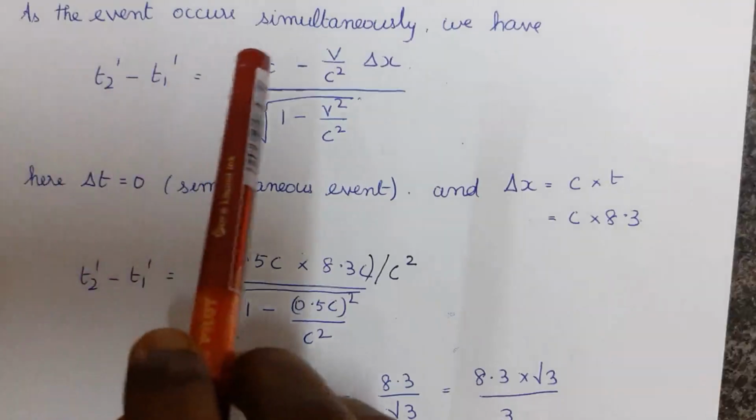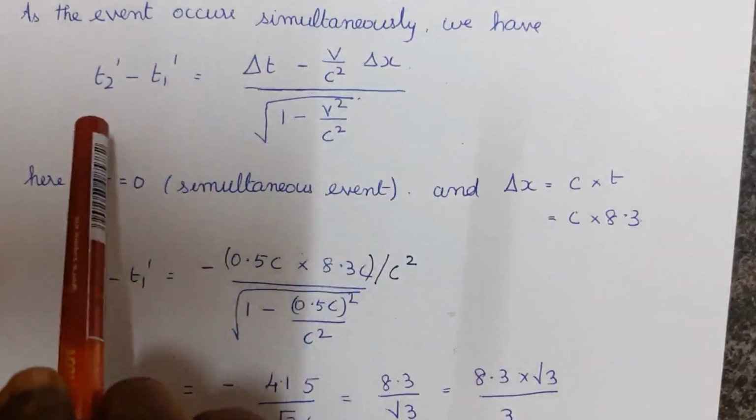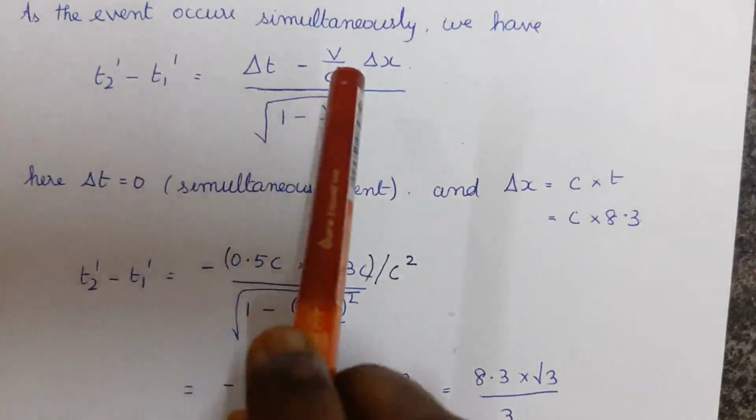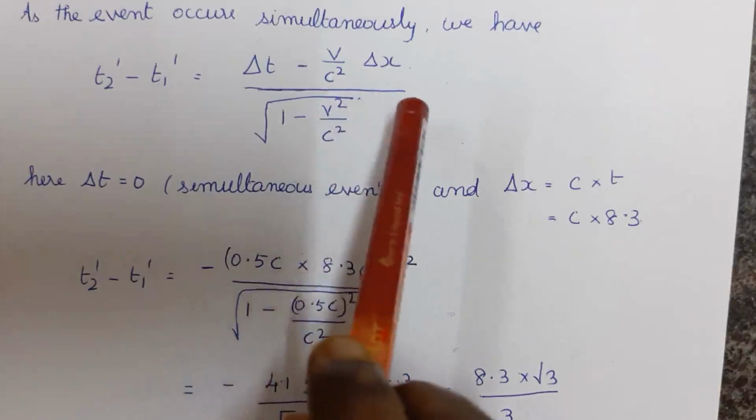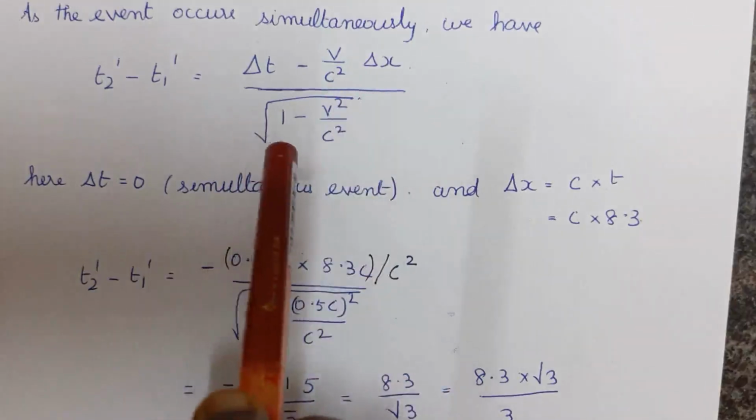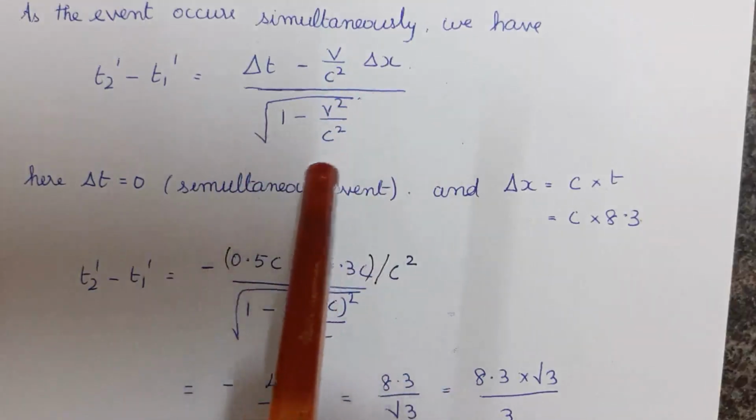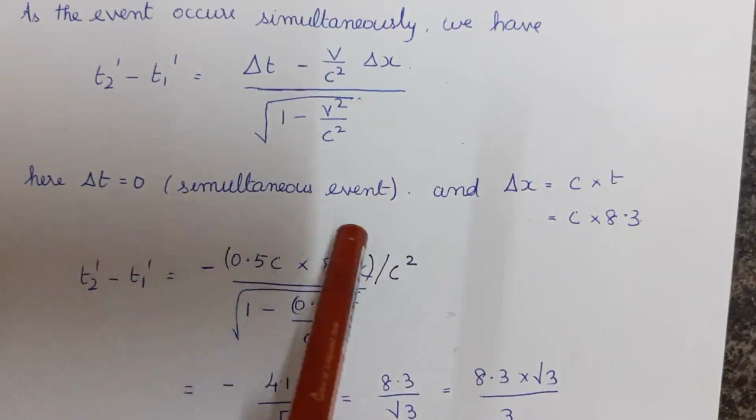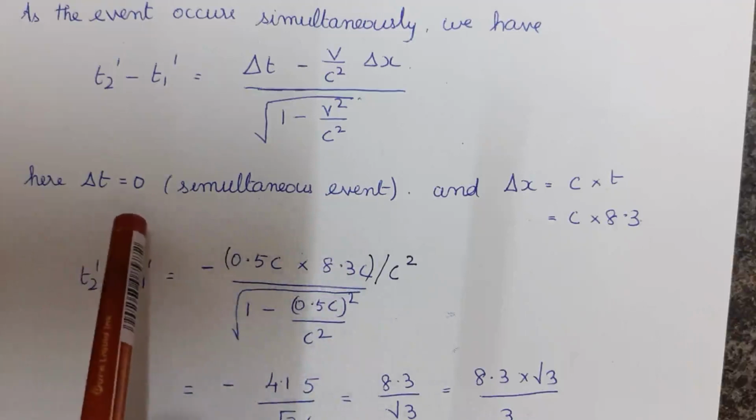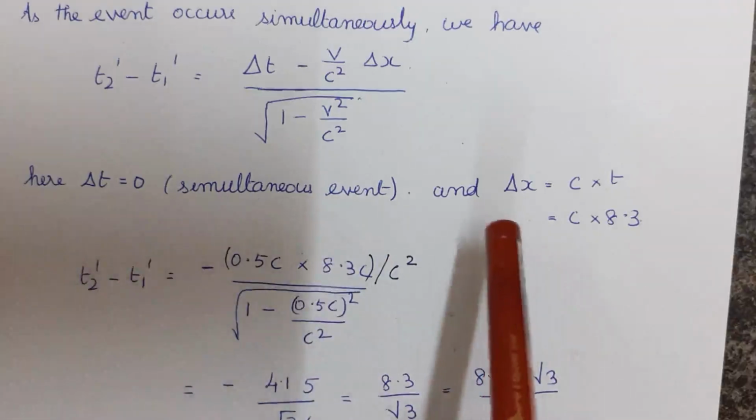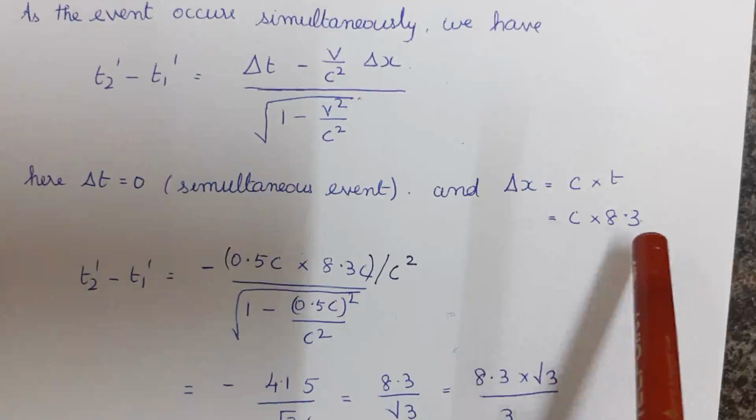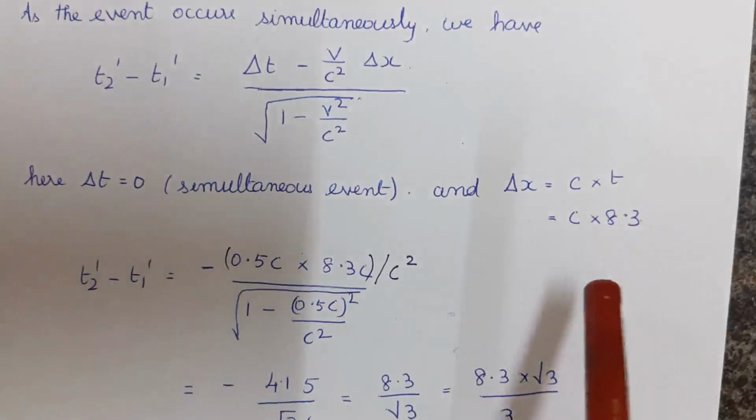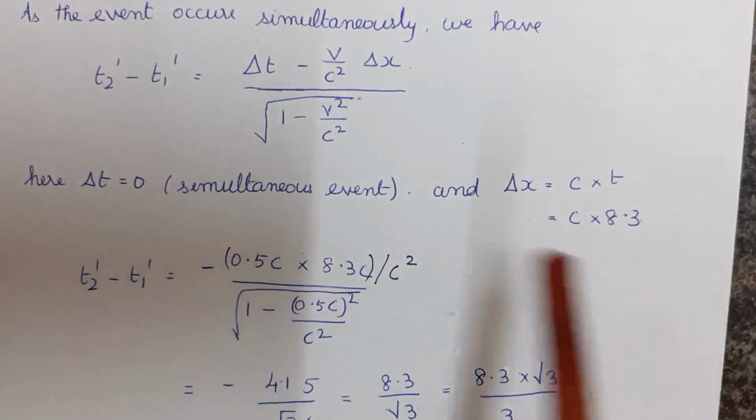As the events occur simultaneously, we have t2 prime minus t1 prime is equal to delta t minus v divided by c square into delta x, divided by root of 1 minus v square by c square. Here in the question, they have given that both events occur simultaneously. Therefore, delta t is equal to 0 and delta x is equal to c into T. T is the time taken by the light to travel from sun to earth, that is 8.3 minutes.